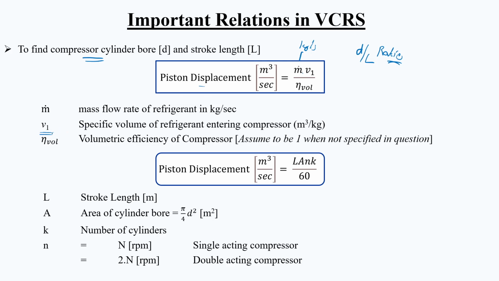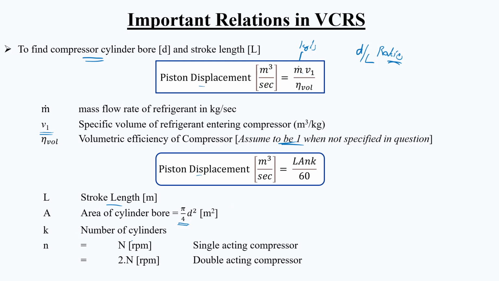That is, state 1 specifies the specific volume of the refrigerant entering the compressor in meter cube per kilogram, divided by the volumetric efficiency. Mind you, if the volumetric efficiency is not given in the question, we have to assume it equal to 1. Then there is also another formula for finding the piston displacement in meter cube per second as LANK by 60, where L is the stroke length of the cylinder and A is the area of the cylindrical bore, which is equal to pi by 4 D square in meter square.